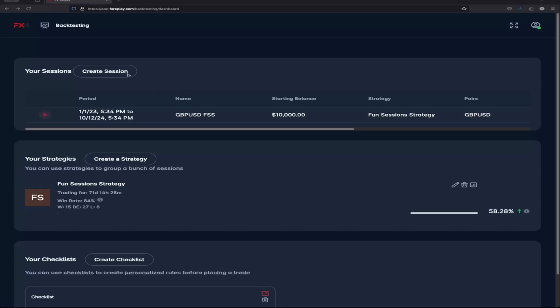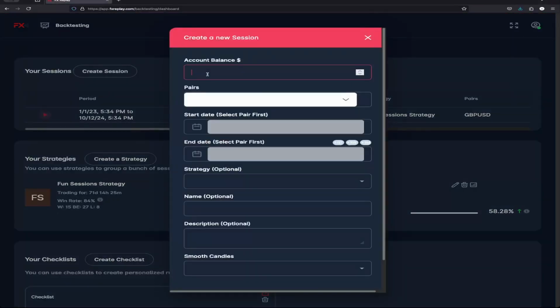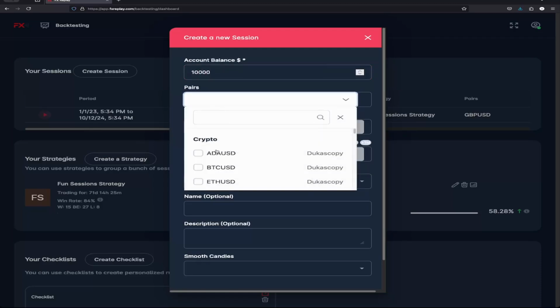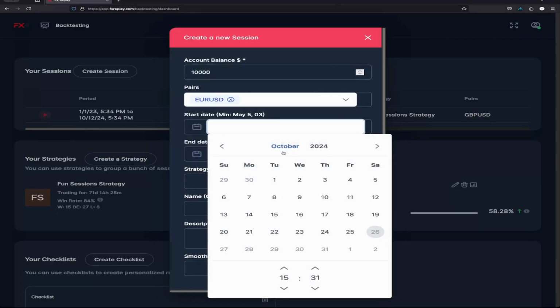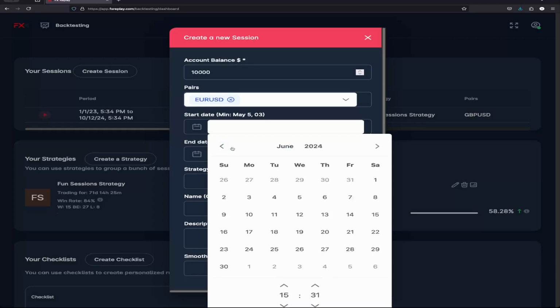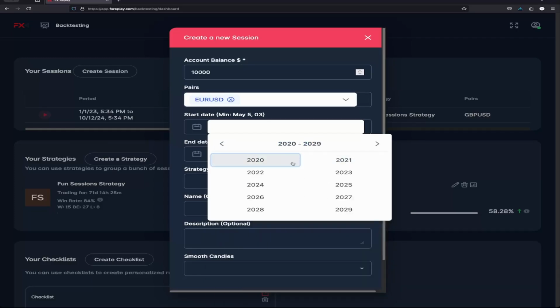For now, I'll just create a session. I think we can start with a balance of 10,000. I'll just take Euro USD. I don't know if you have a preference on any particular currency. I'm just choosing one at random that would make the calculations easier on my head. And Euro USD is a good one for that, since the pip value tends to be about $10.